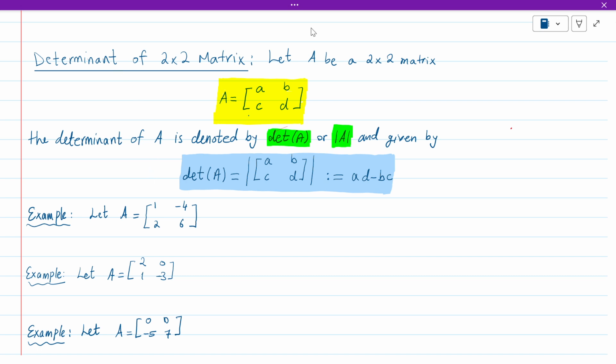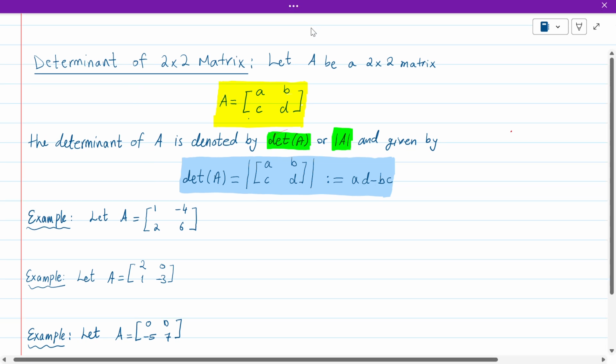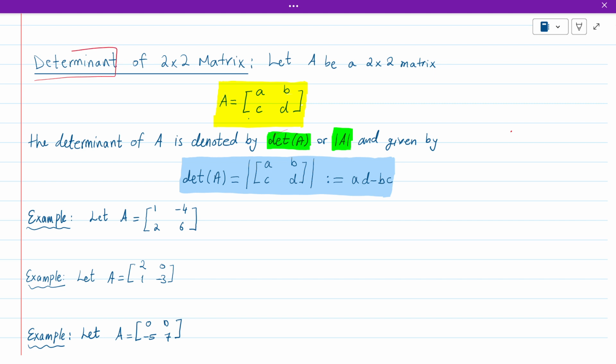Okay, hello everyone. In this lecture, we are going to study the determinant of a matrix, of a 2 by 2 matrix in particular. So, assume we have a matrix A, which is 2 by 2, and you are familiar with 2 by 2 matrices, which has this shape. It has 4 numbers inside.